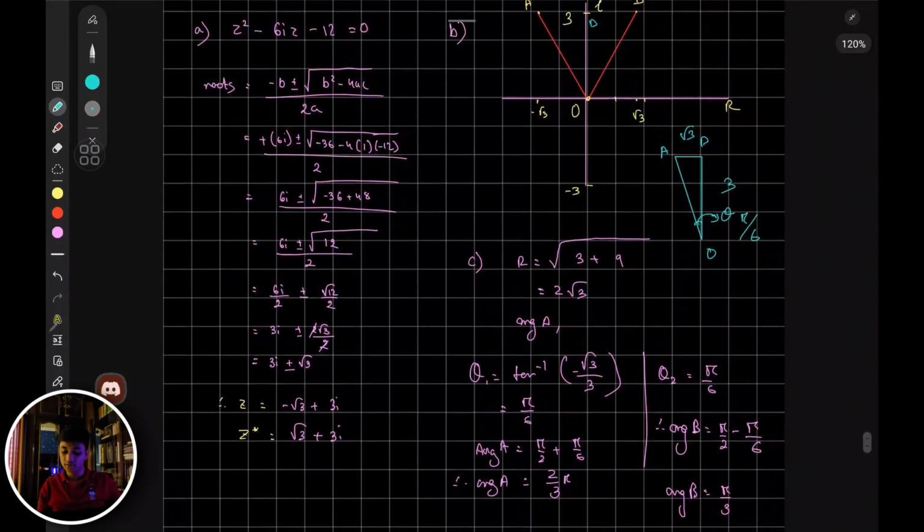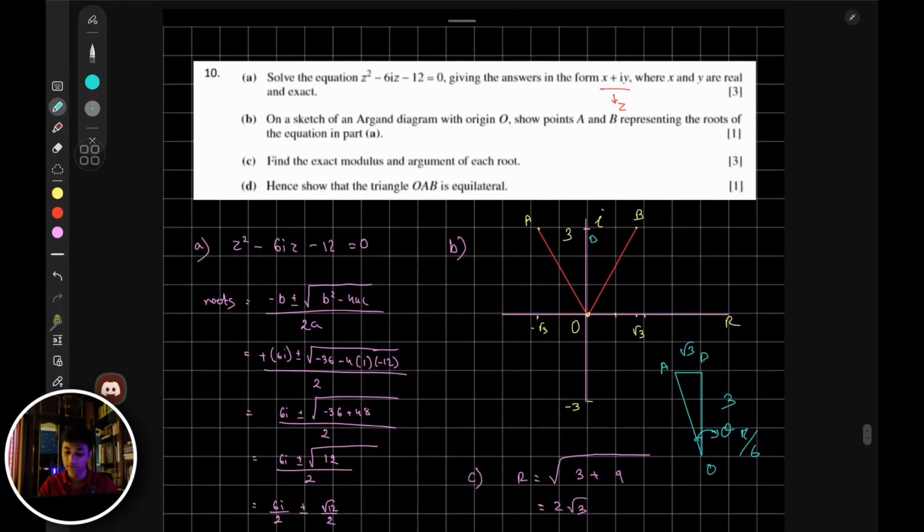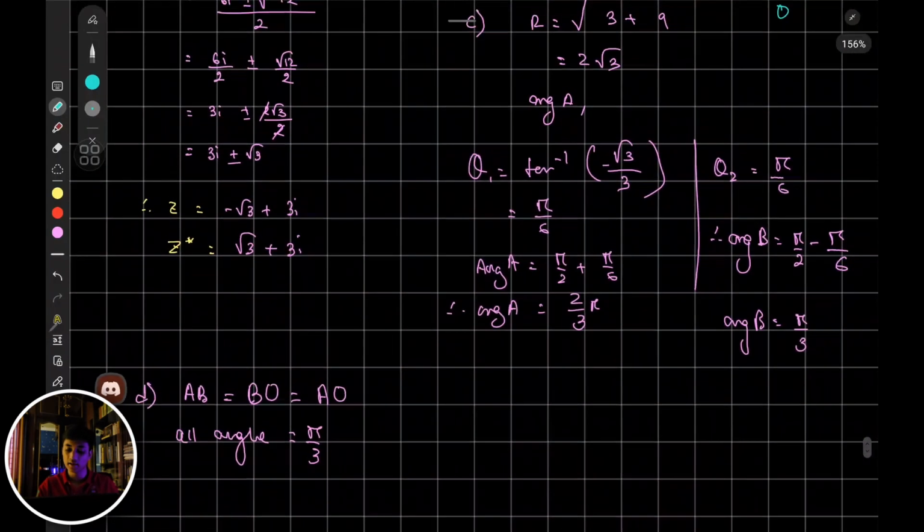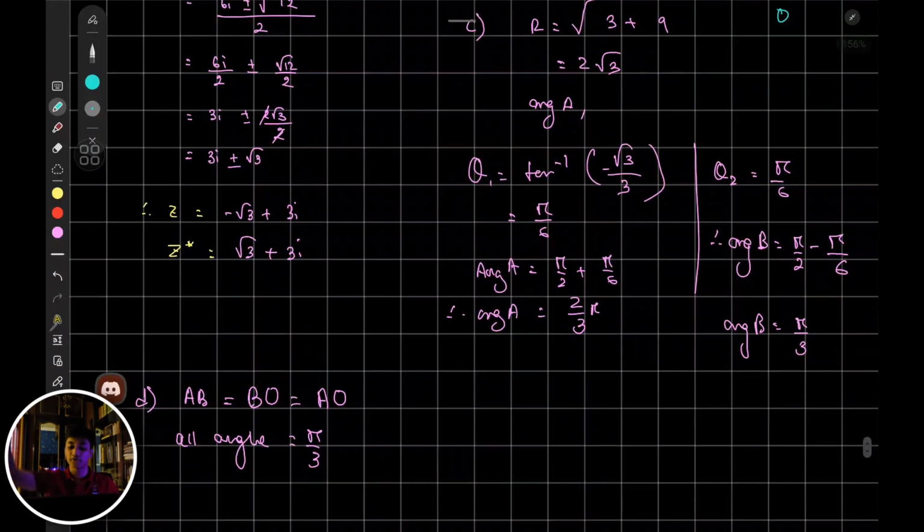So the argument of A is supposed to be this theta plus this theta. This we know is 90, or rather pi by 2. And this we just found out is pi by 6. So if that's the case, we can find the argument of A by adding both the thetas. So you're going to get argument of A as pi by 2 plus pi by 6. So you're getting 2/3 of pi. This is the argument of A.